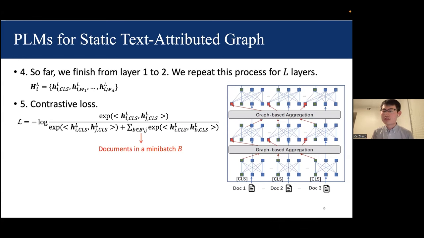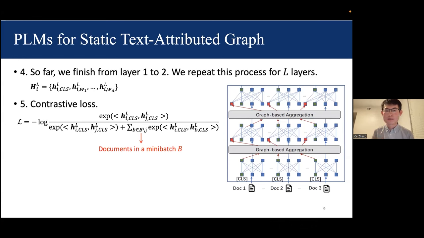So finally, if you want to optimize the whole model, we use contrastive loss. Here, contrastive loss is based on link prediction on the graph. Let's look at the numerator. So the numerator is the inner product of two document embeddings, I and J. And I and J are connected on the graph. So we want to maximize their similarity because there is a link between them. There must be some semantic similarity between these two documents.